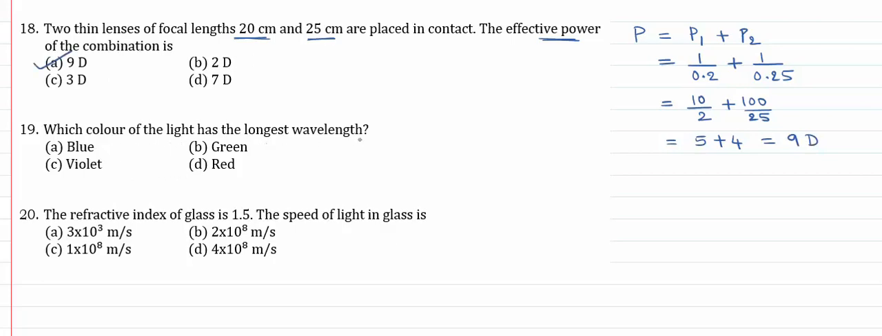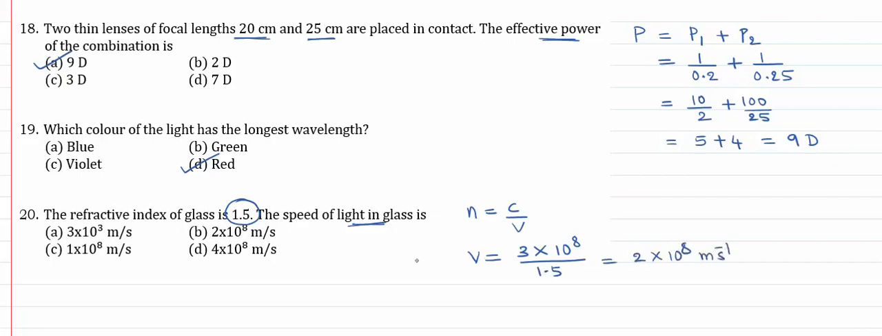Which color of light has the longest wavelength? Red has the longest wavelength. Last one. The refractive index of glass is 1.5. Speed of light in glass is asked. n is equal to c by v, so you are required to find v. V is equal to c, that is 3 into 10 raised to 8, divided by n which is 1.5. Dividing, you will get 2 into 10 raised to 8 meters per second. So option B is the answer.